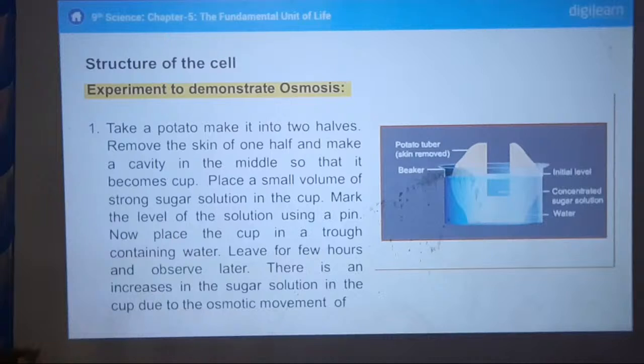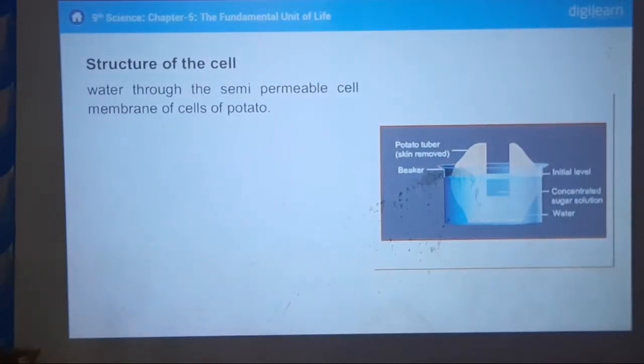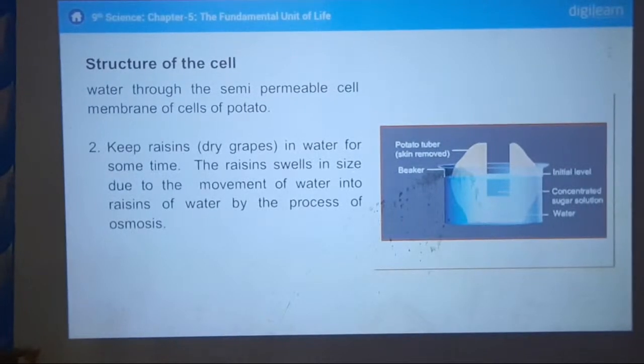There is an increase in the sugar solution in the cup due to the osmotic movement of water through the semi-permeable cell membrane or cells of potato. Similarly, keep raisins, that is dried grapes, in water for some time. The raisins swell in size due to the movement of water into raisins by the process of osmosis.